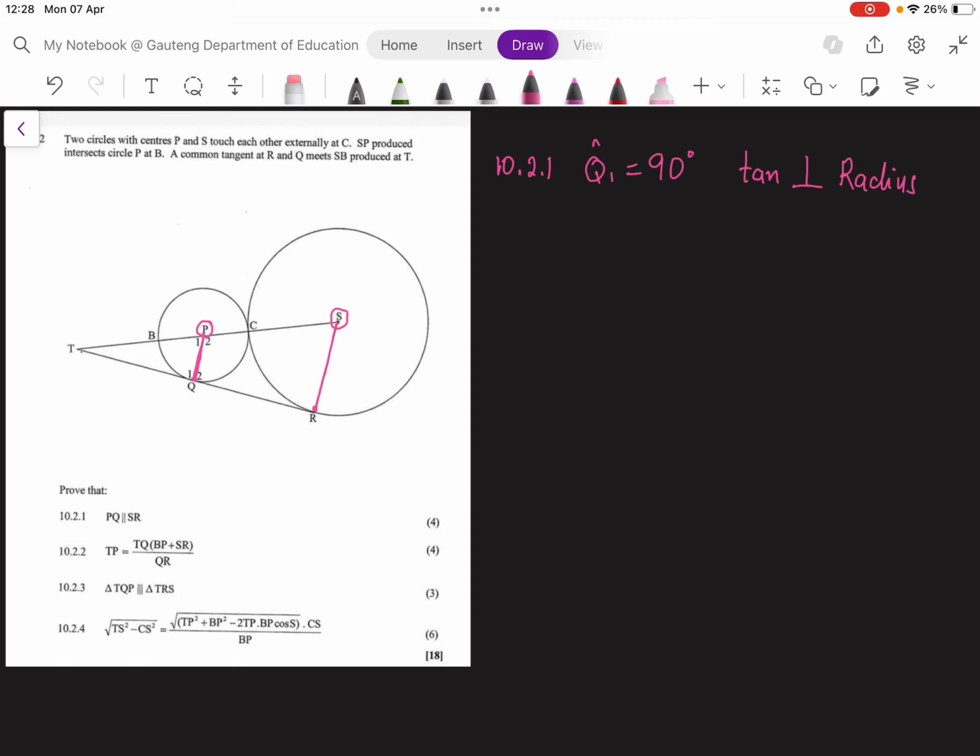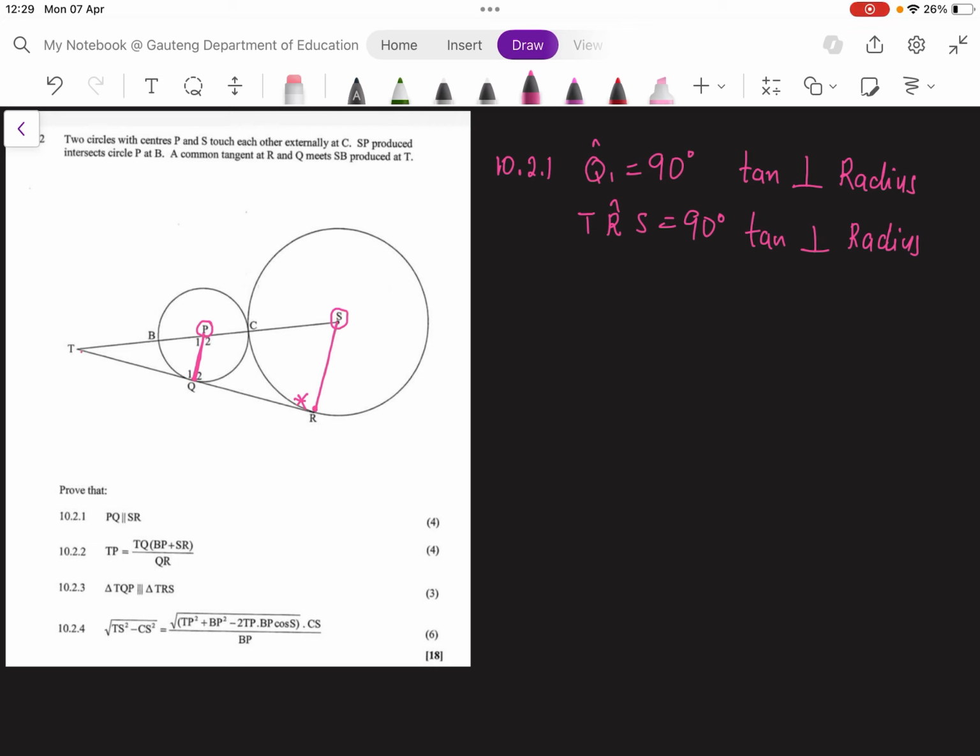We can see also that angle TRS is also equal to 90 degrees. Same reason, because RS is the radius of the bigger circle. So again, we have a tangent that is perpendicular to the radius.